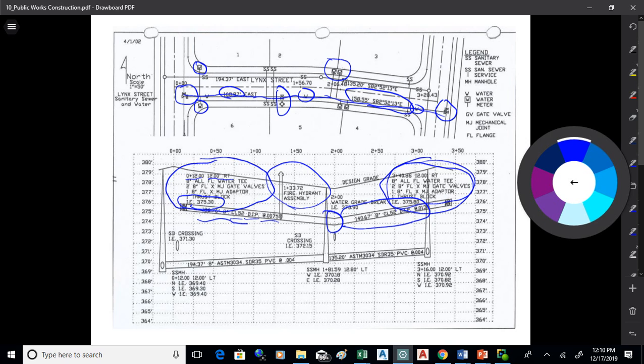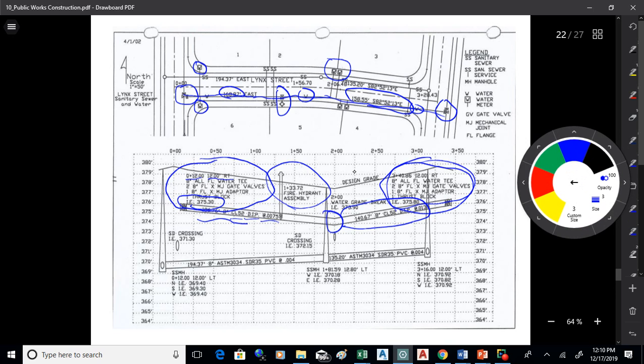We do have some other crossings of pipes that cross over these pipes, so we like to call those out just so when they're doing the construction they know they're there. So that's what's being called out there, some pipe crossings.